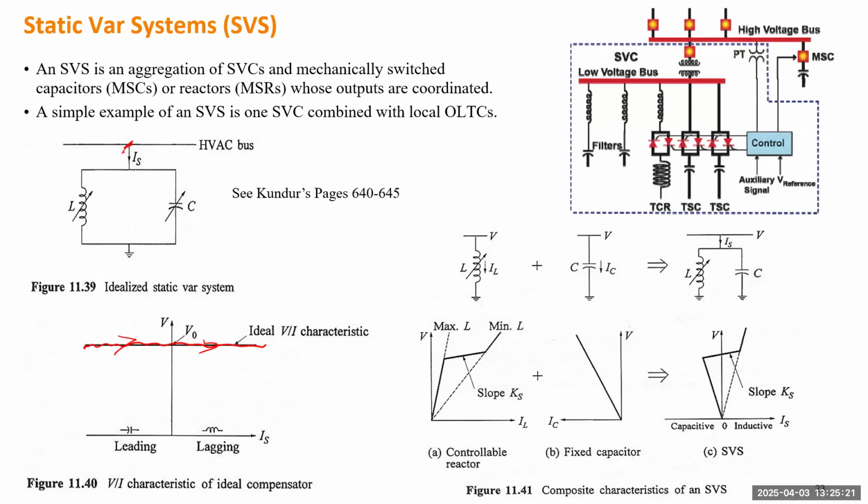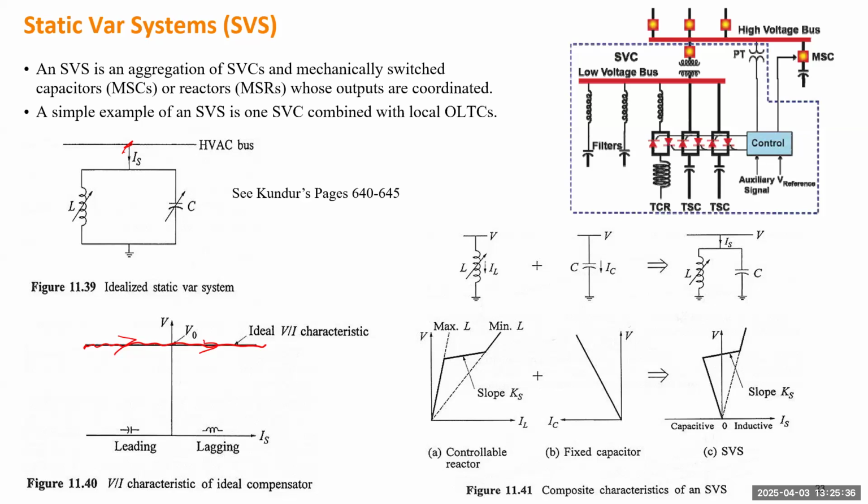So a very practical idea is to have maybe a single capacitor, but an adjustable reactor. An adjustable reactor is much easier. You're just sliding how much reactance you are going to put into the system.